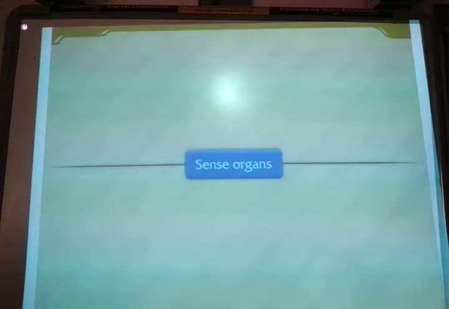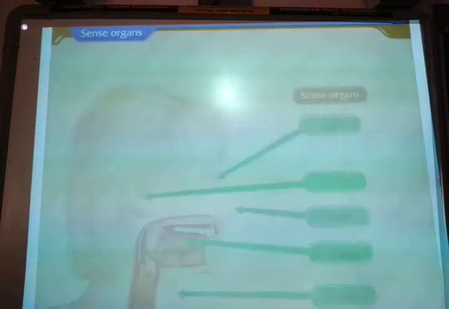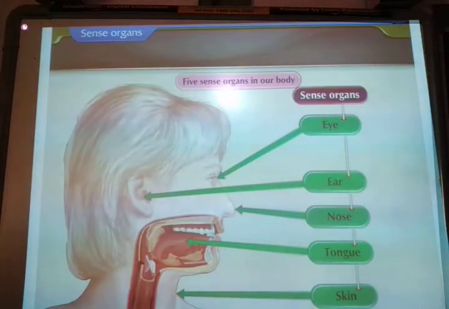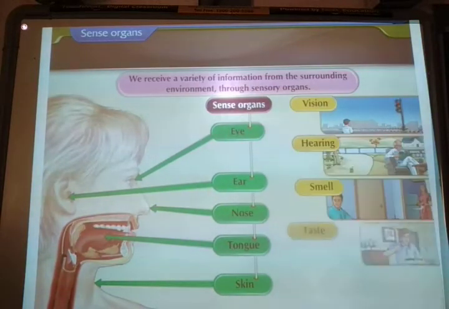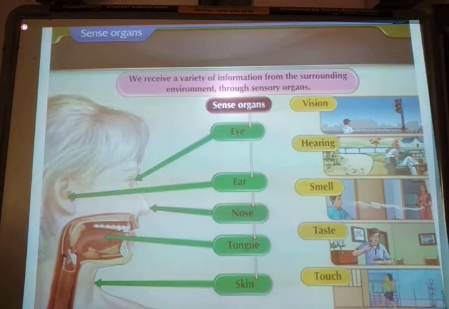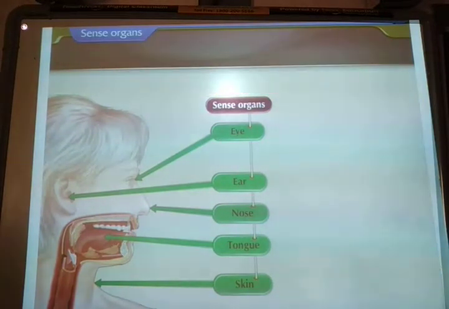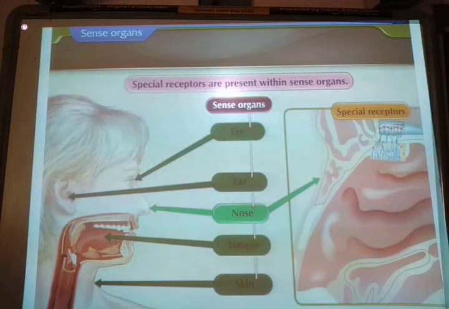Sense organs. There are five sense organs in our body, namely the eyes, ears, nose, tongue and skin. We receive a variety of information from the surrounding environment through these sensory organs. Special receptors are present within these sense organs. These receptor cells are sensitive to a particular type of stimulus.